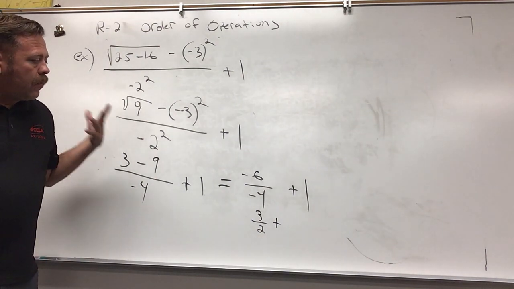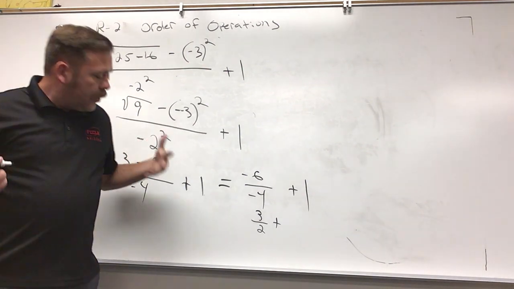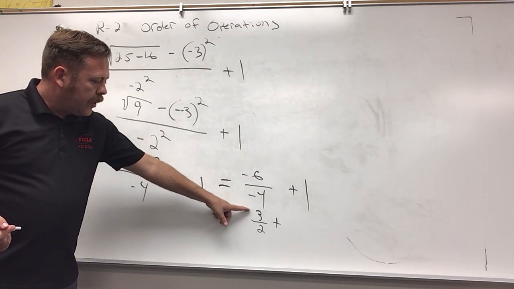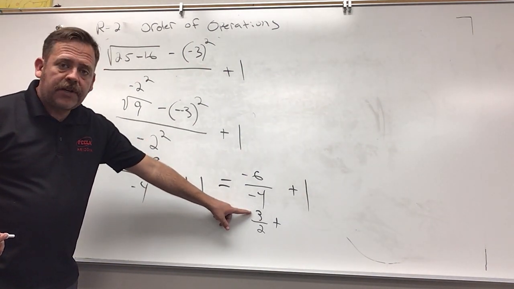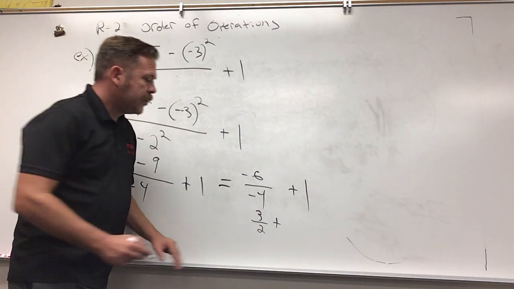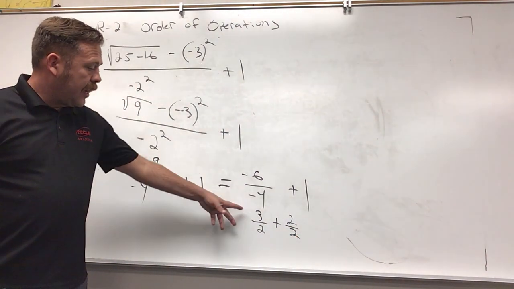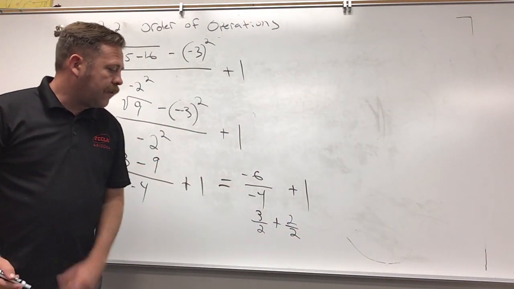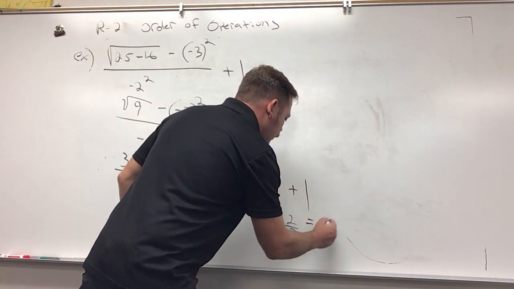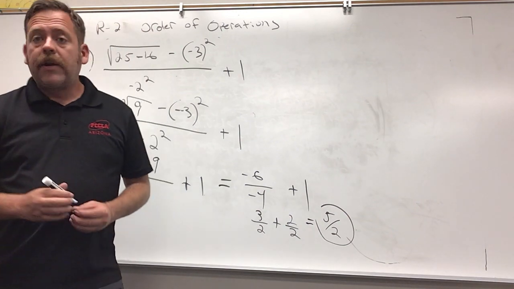But when I add that 1, I want a common denominator with 3/2 here, so I can just add straight across the top. So another way to write 1 is 2 over 2. Then I've got an easy fraction to add, and I have 3 over 2 plus 2 over 2, which equals 5 over 2. So my answer is 5/2, okay?